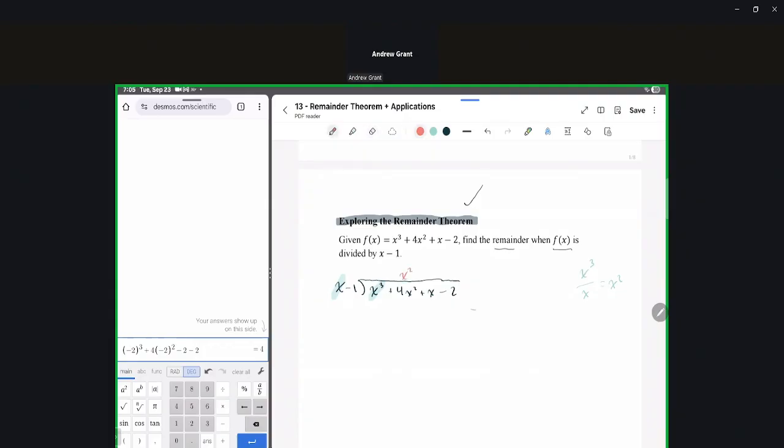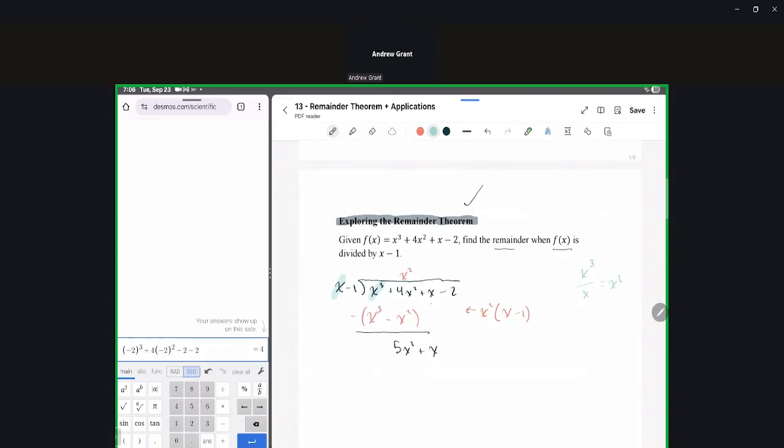and on this line, we will place x to the power of 2 multiplied by x minus 1. So x to the power of 2 times x will be x to the power of 3. x to the power of 2 times negative 1 will be negative x squared. And so we minus off these quantities. 4 minus negative 1 is going to be 5 of the x squared variety. And we bring down the next term. Plus x.